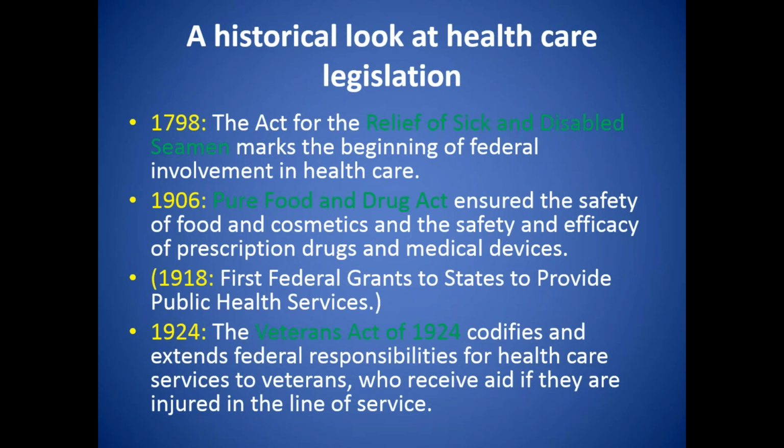In 1906, Congress enacted the Pure Food and Drug Act, which was intended to ensure the safety of food and cosmetics and the safety and efficacy of prescription drugs and medical devices. In 1918, while it's not an explicit law, that was the year the federal government provided states with funding for public health services. In 1924, we saw the Veterans Act of 1924, which codified the specific healthcare services the federal government would provide to military veterans if they're injured in the line of duty.